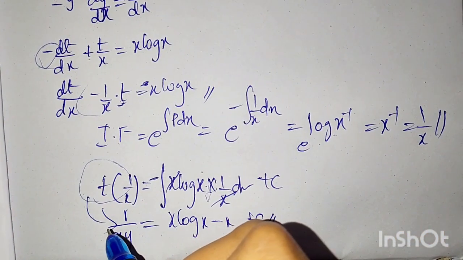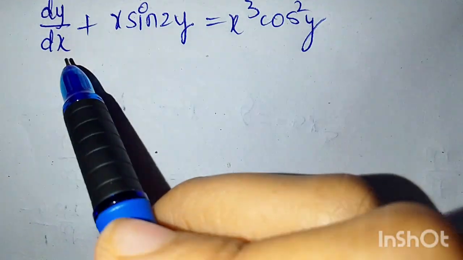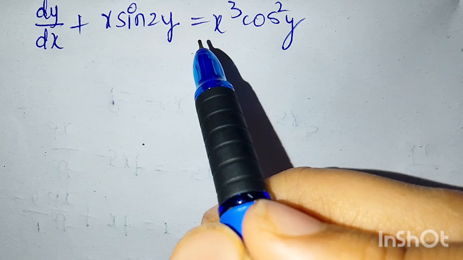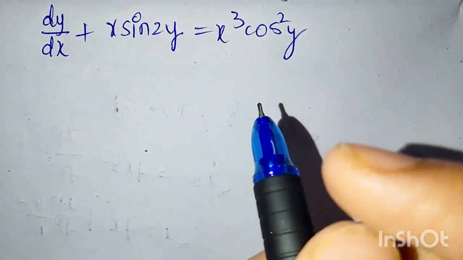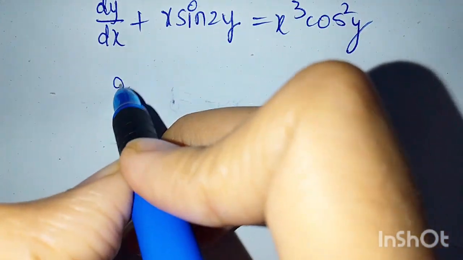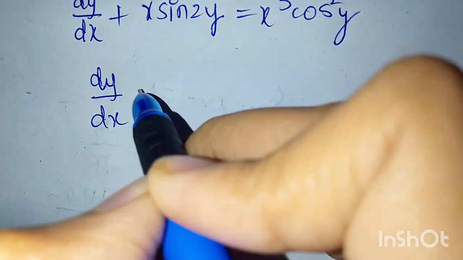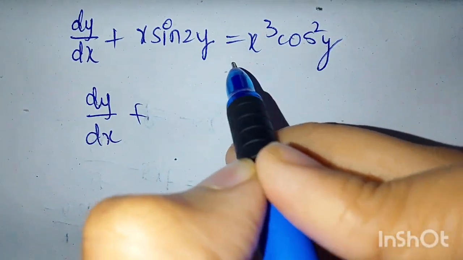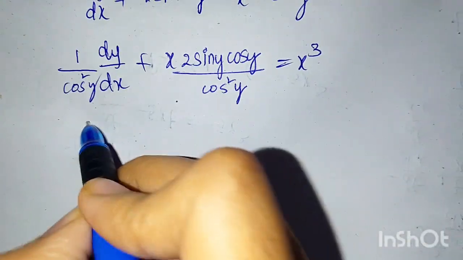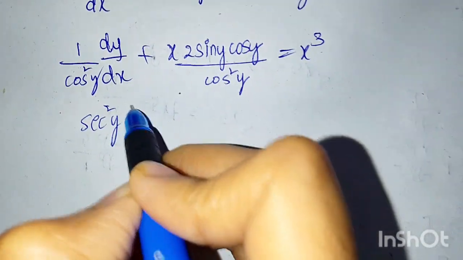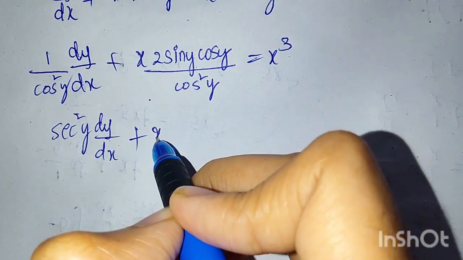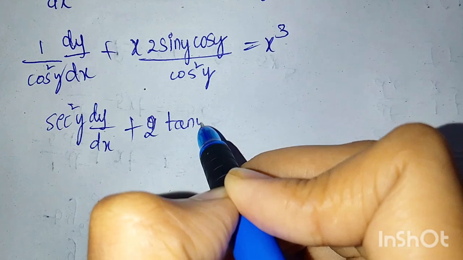So see the next question. dy by dx plus sin 2y. But can you see y power n? No. But still it can get reduced to linear. How? Sin 2y means 2 sin y cos y, and if I divide by cos square y, I'll get secant square y dy by dx plus 2 tan y into x is equal to x cube.